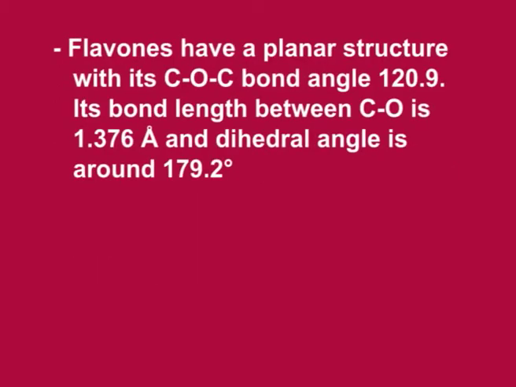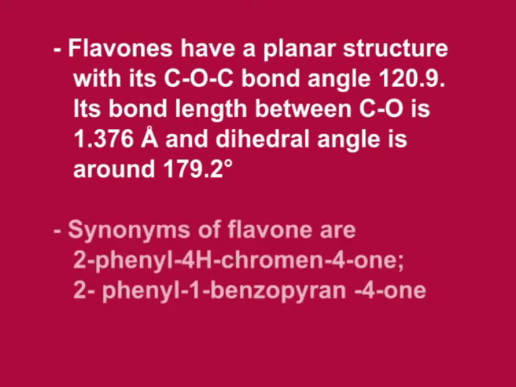Flavones have a planar structure with its C-O-C bond angle of 120.9 degrees. Its bond length between C and O is 1.376 angstrom and the dihedral angle is around 179.2 degrees. The synonyms of flavone are 2-phenyl-4H-chromen-4-one or 2-phenyl-1-benzopyran-4-one.